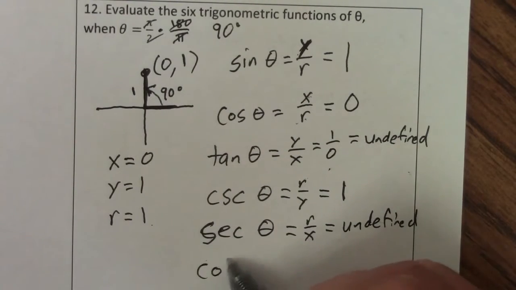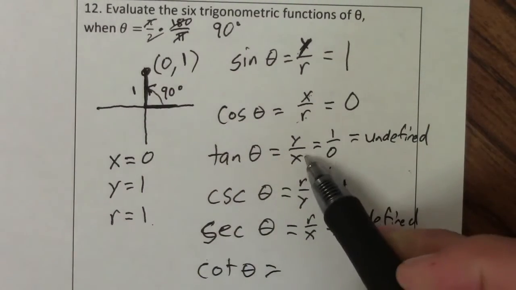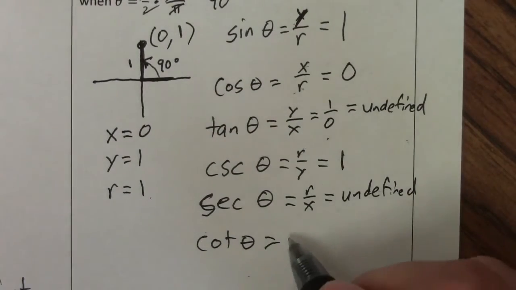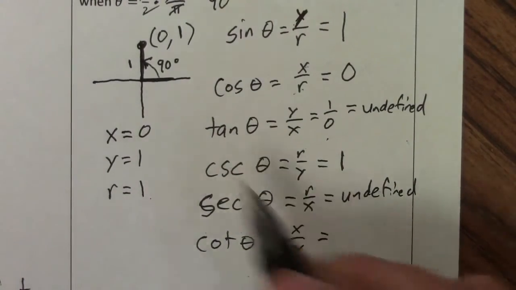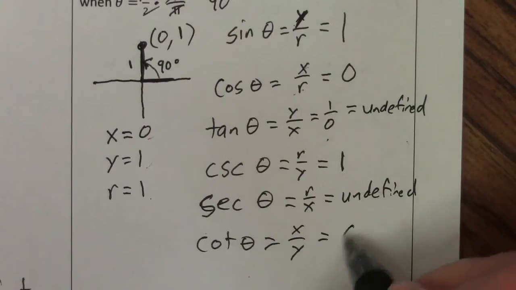And cotangent is the reciprocal of tangent, so it's going to be x over y, which is 0 over 1. It's going to be 0.